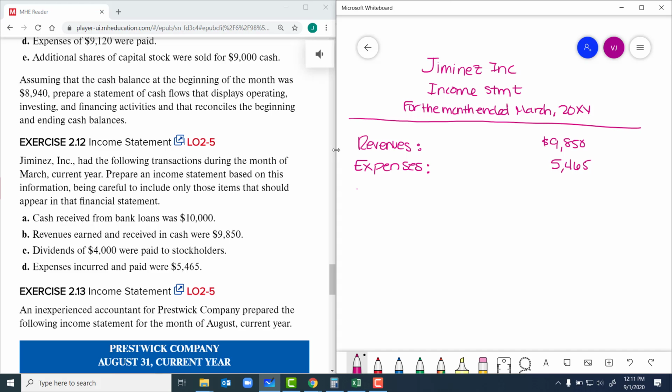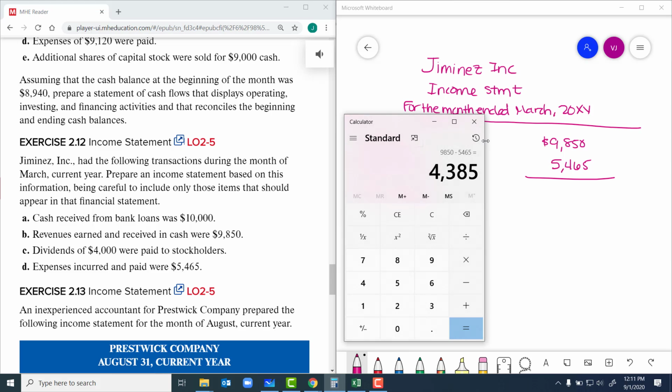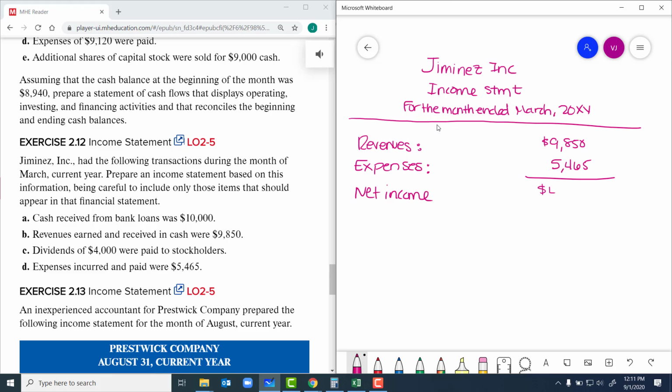So now we have revenues minus expenses, and then we can calculate net income. So let's calculate that. We have 9,850 minus 5,465 gives us 4,385 here. And again, this is a really mini income statement. When we move on later in this class, this is going to become a very long statement because of all the different expenses that we will be looking at.